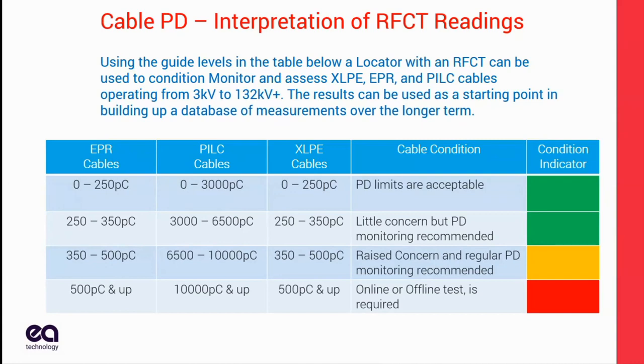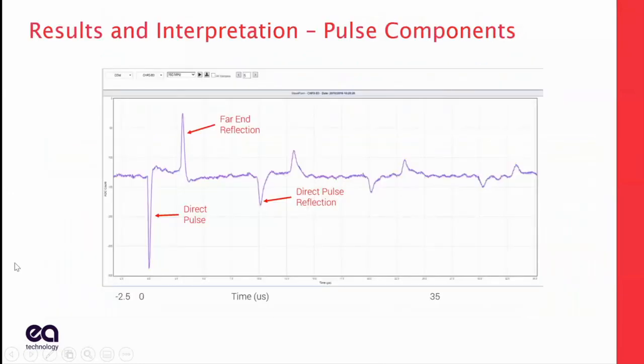The IEEE 400.3 standard is being revised, and there may be numbers in there when it's done, but I'm not sure when that's coming out. One thing you can always do with offline testing, and occasionally with online testing, is find out how far away from the RFCT the defect is. And that is based on reflectometry. So just like you would with a fiber or anything else, I'm looking at the reflection.